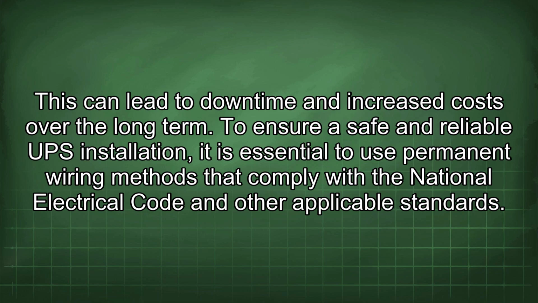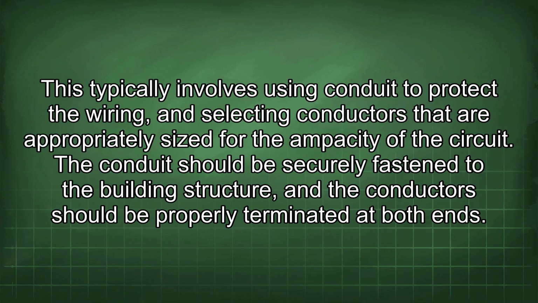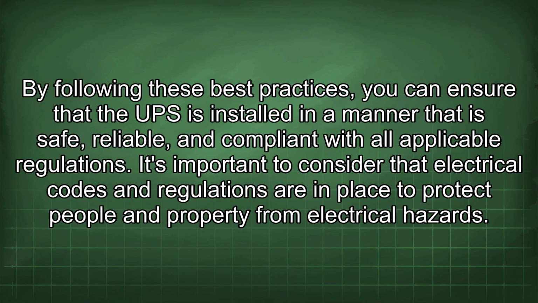To ensure a safe and reliable UPS installation, it is essential to use permanent wiring methods that comply with the National Electrical Code and other applicable standards. This typically involves using conduit to protect the wiring and selecting conductors that are appropriately sized for the ampacity of the circuit. The conduit should be securely fastened to the building structure, and the conductors should be properly terminated at both ends. By following these best practices, you can ensure that the UPS is installed in a manner that is safe, reliable, and compliant with all applicable regulations.